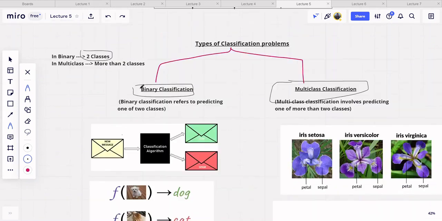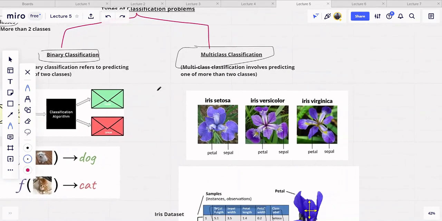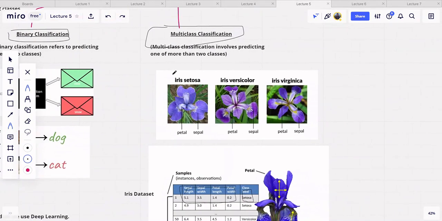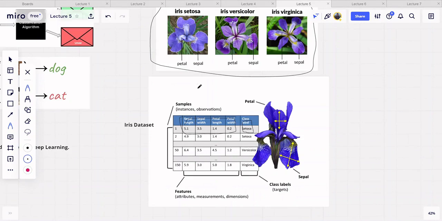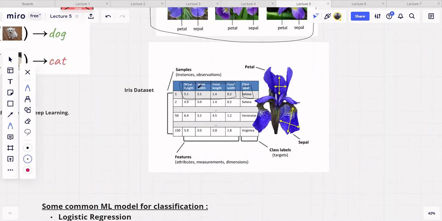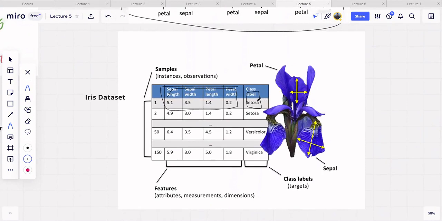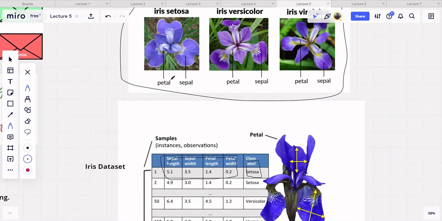Another one is multi-class classification. Unlike binary classification where we have only two classes, in multi-class classification we can have more than two classes. For example, the iris dataset. If we look at the iris dataset, we have three species of flowers here, and given data about any one flower, we want to identify which species of flower this sample belongs to.